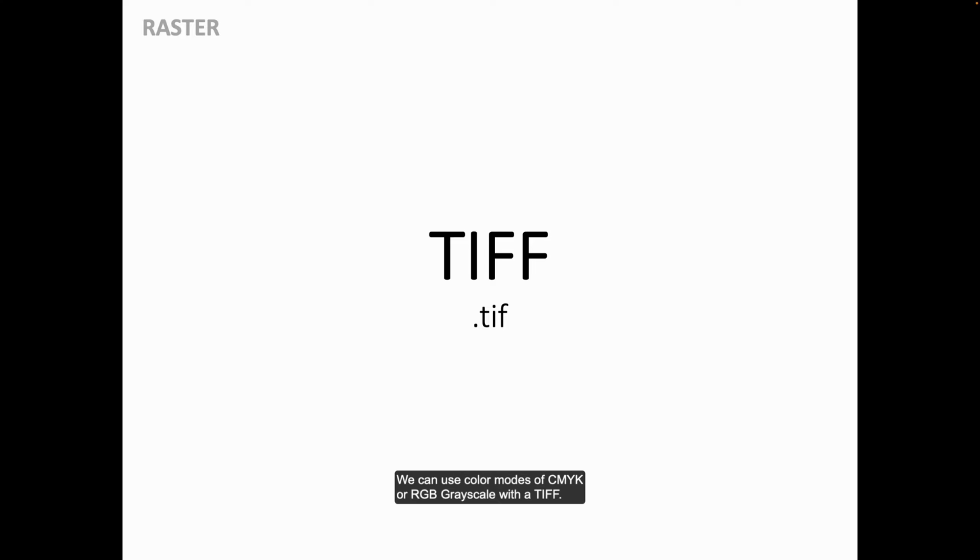We can use color modes of CMYK, RGB, grayscale with a TIFF. So overall pros of a TIFF, it's pretty flexible. It supports compression. It's typically a high quality image, so all of the color and data information are stored with it. Cool thing is that now TIFFs actually can support layers.